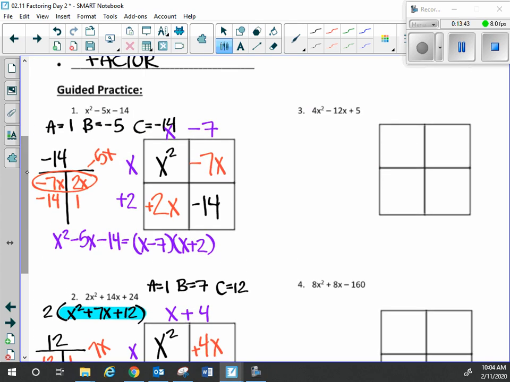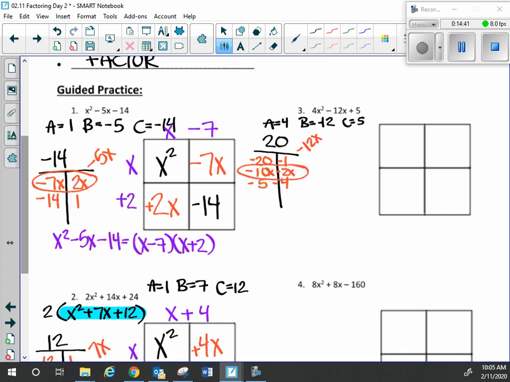Alright. Let's look at number 3. Can you factor out a GCF? No. What's A? B? C. Very good. A times C. 20. I need factors of 20 that have a sum of what? Negative 12. So I've got 20 and 1, 10 and 2, 5 and 4. Negative 10 and negative 2. Good. These are what we're going to use.